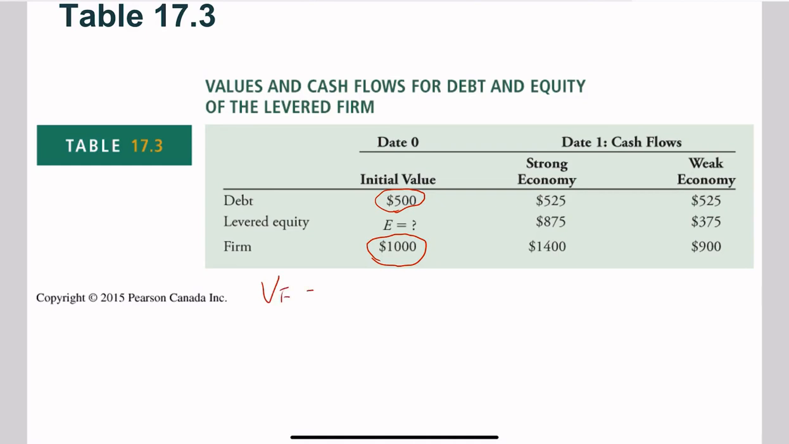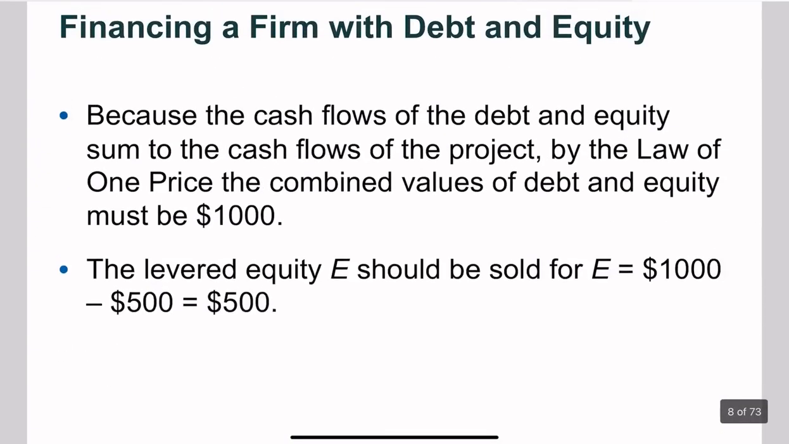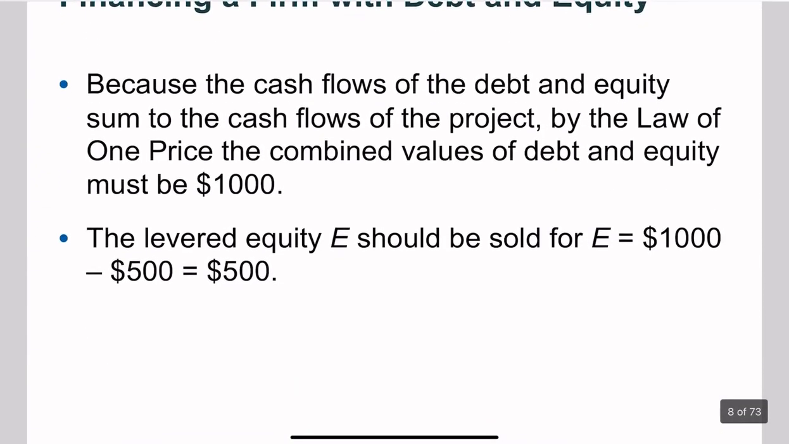So the value of the firm equals the value of debt plus the value of equity. In this case, you can see that the value of equity has to be equal to $500, right? Again, let me emphasize, why do you get this equivalence here?